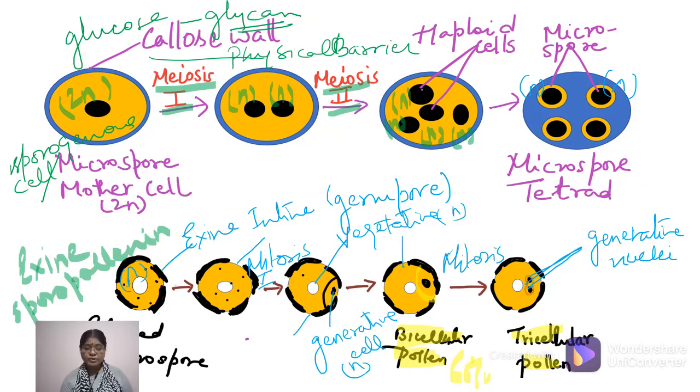And remember this vegetative nucleus will give rise to your pollen tube. The generative nucleus acts as the male nucleus, and what will happen to it we will see later on.